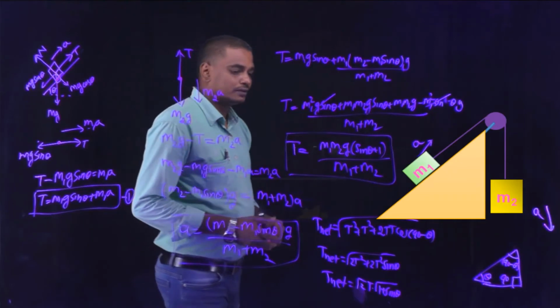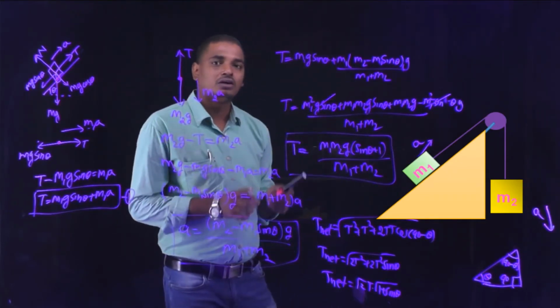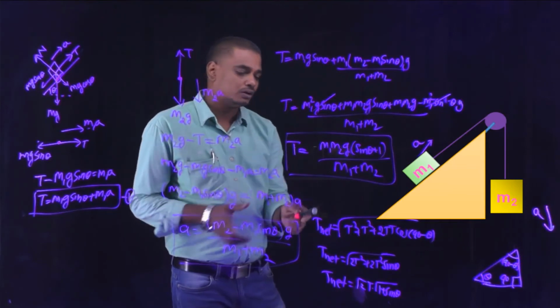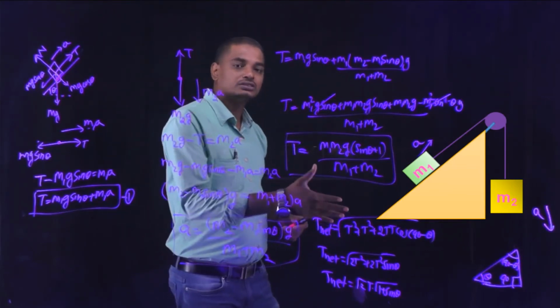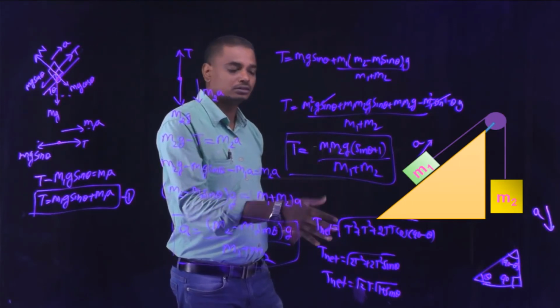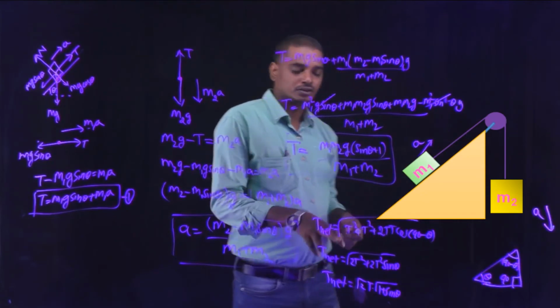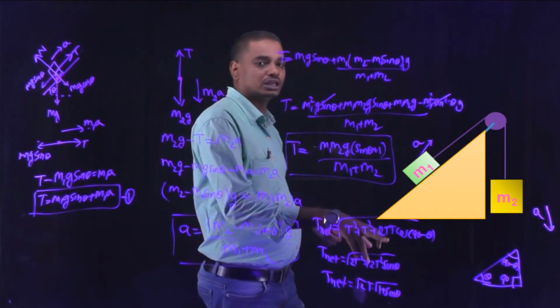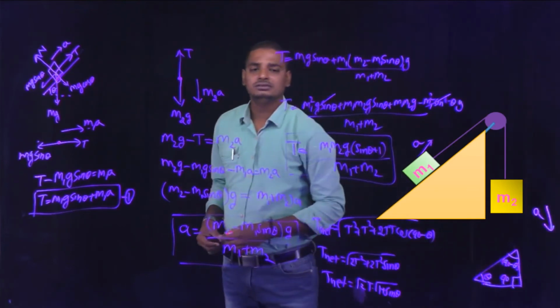Here, to calculate the net resultant thrust, we just use the parallelogram law, which is root over P square plus Q square plus 2PQ cos theta. P and Q are both tensions, equal to T. So T square plus T square plus 2T into T cos of the angle, which here is 90 minus theta.